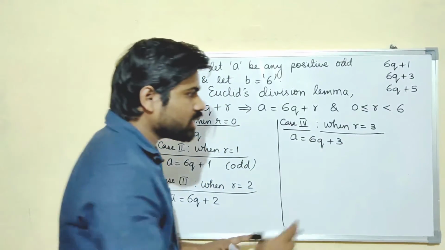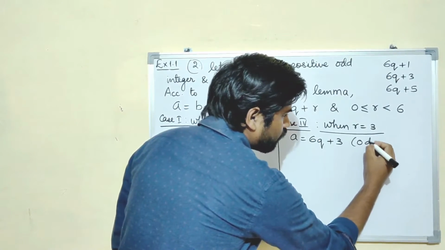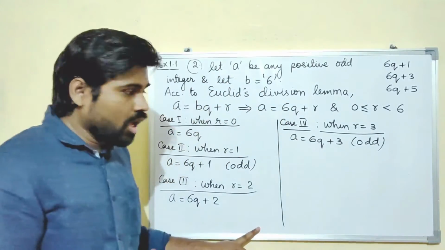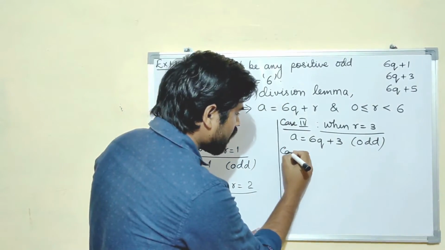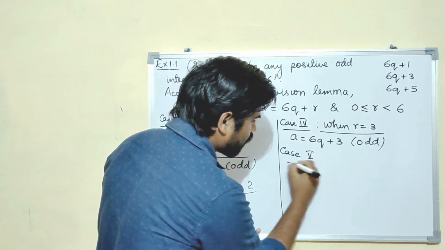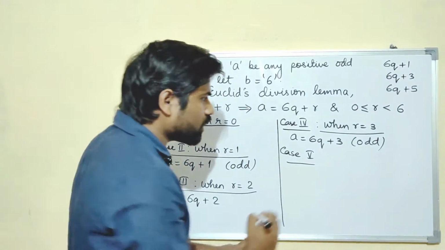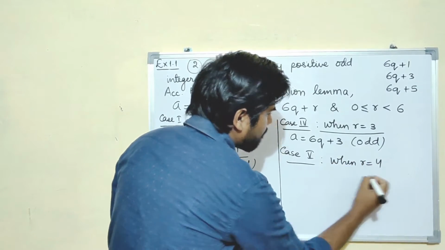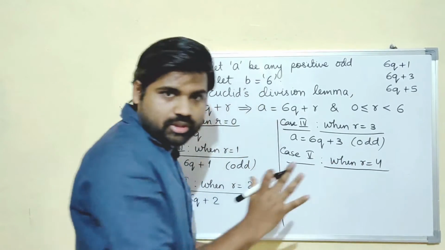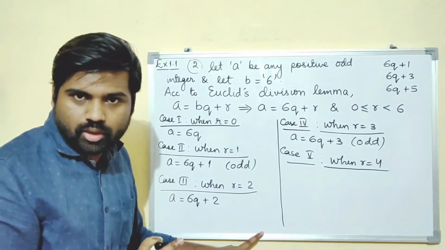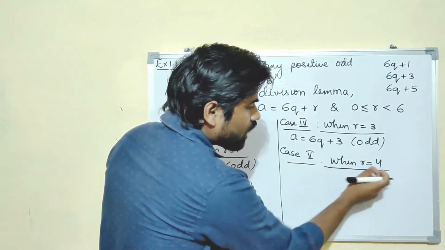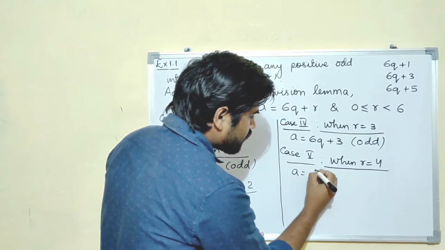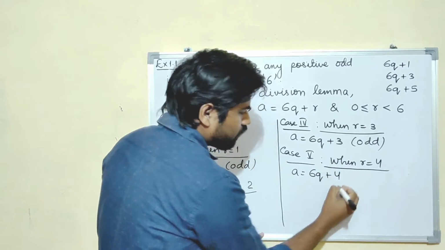No. That means this is odd. Okay. Now let us see the case 4th, then case 5th. Case 5th is when r equals to 4. This is very simple type of question and very scoring. When r equals to 4, a will be 6q plus 4.